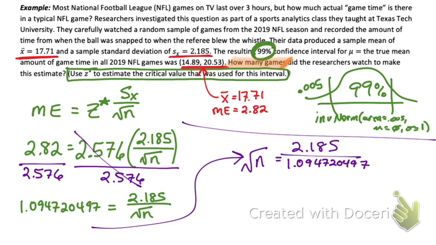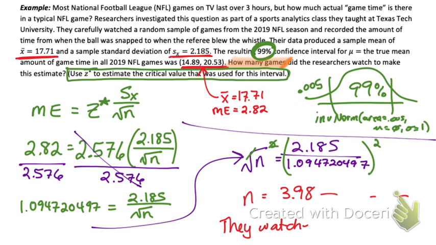And then, once I figure out what that divided by that is, what do I do with that number? Then, only then do we square it. And then you have your answer. N equals 3.98, blah, blah, blah. At that point, I don't care. How many games does it appear they watched in order to do this confidence interval? They watched 4 games. I mean, at the end of that last game, you'd be like, I'm done.